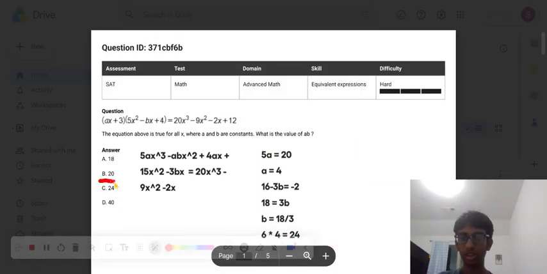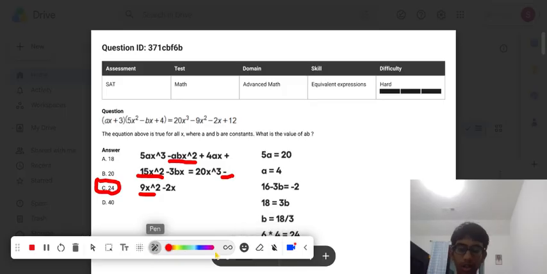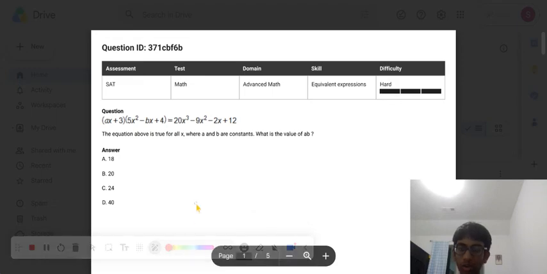Now, there are other ways you could have approached this, but they all involve expanding out the left-hand side. Some methods involve using the minus abx squared term and plus 15x squared, and that would be equal to negative 9x squared. But that's another method. I just chose this one because the math is slightly simpler. Moving on to the next question.